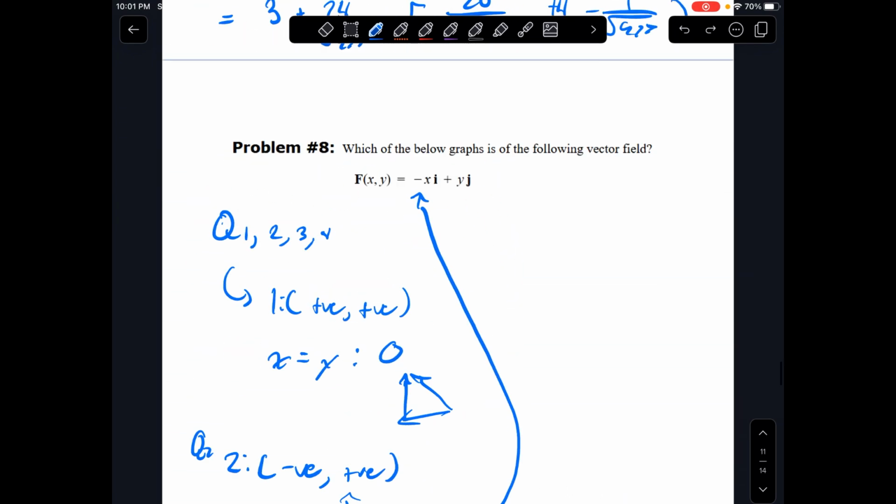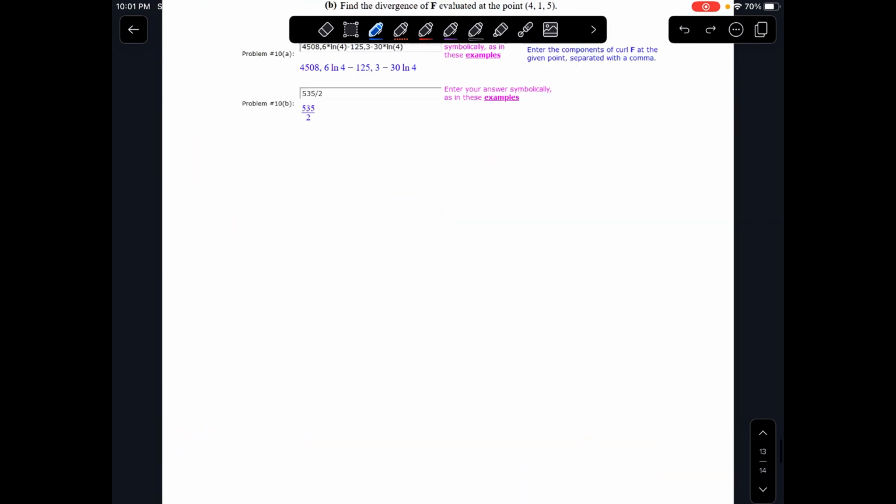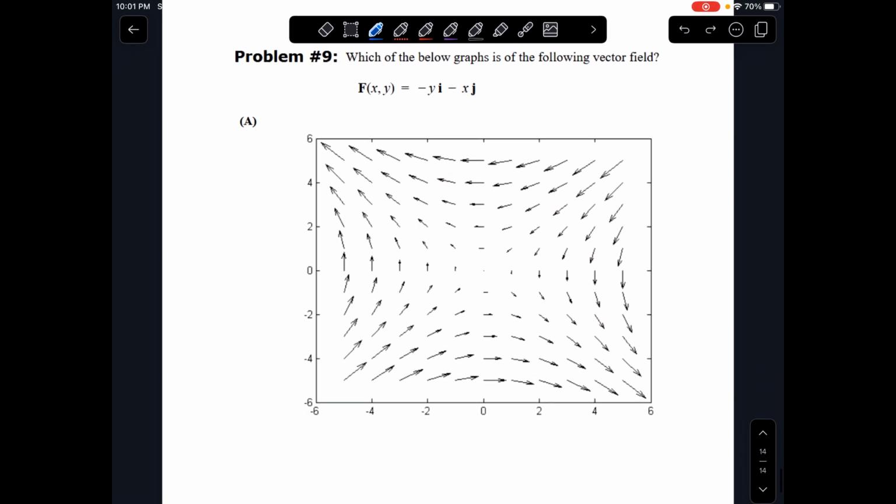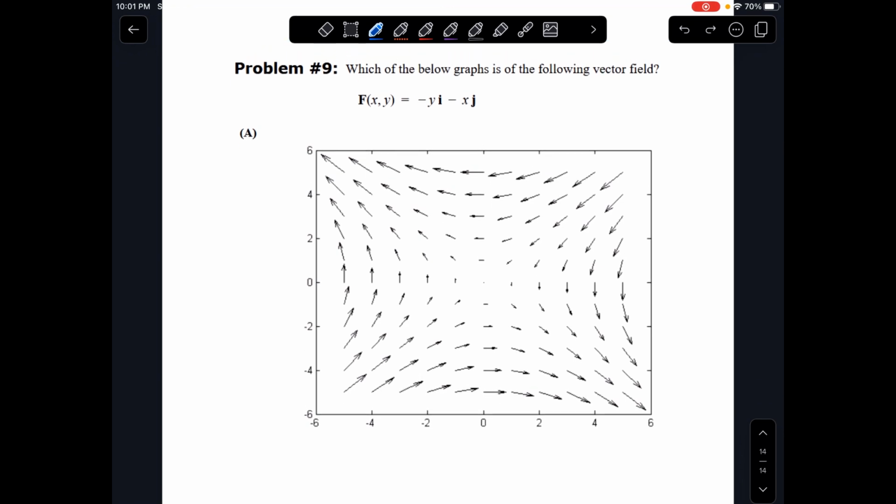Oh, I didn't include 9. Oh, I did. Okay, good. And so a similar kind of ideology here. In Q1, they're all positive, so I'm going to have it going down for i. Hold on.